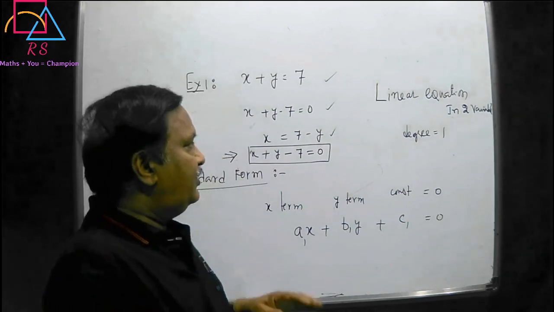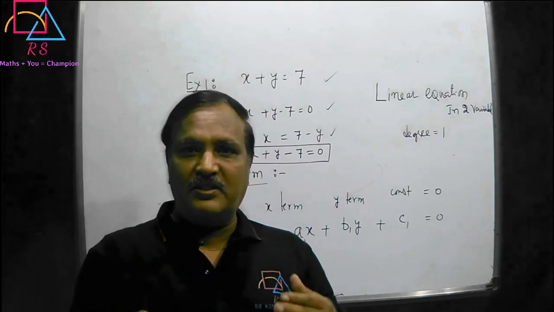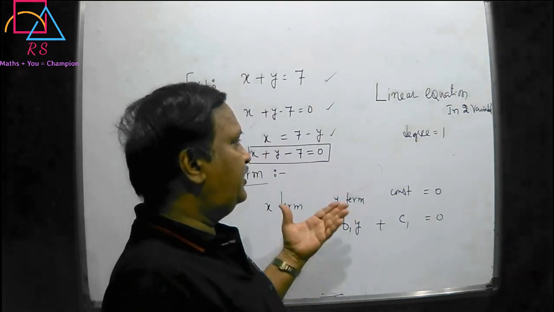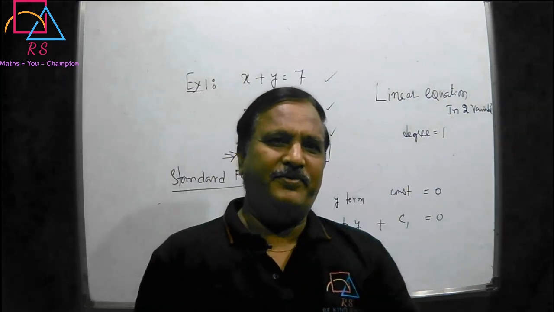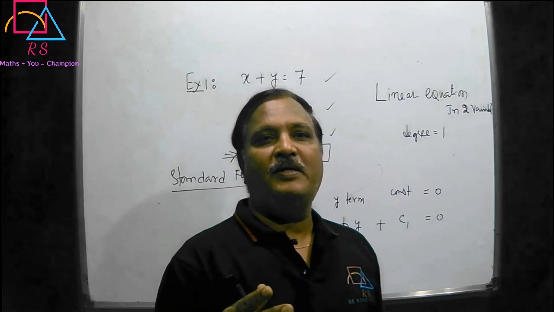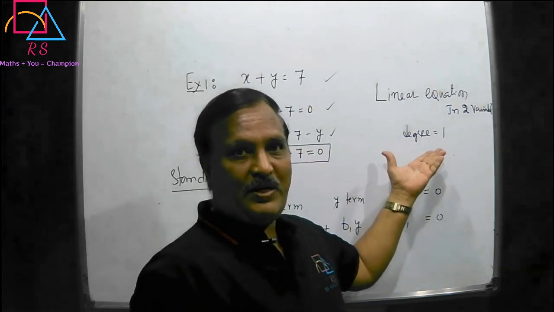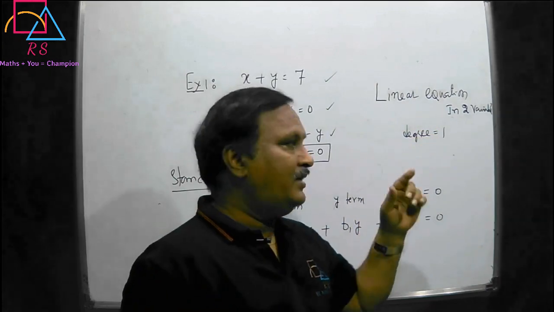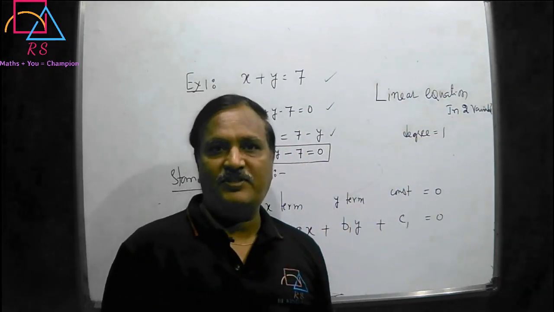This is the introduction of the linear equation. You have to learn a few more things about linear equations. Let me give you a final conclusion. A linear equation in two variables has degree 1, the degree of a linear equation is 1, and the standard form is a1x plus b1y plus c1 is equal to 0.